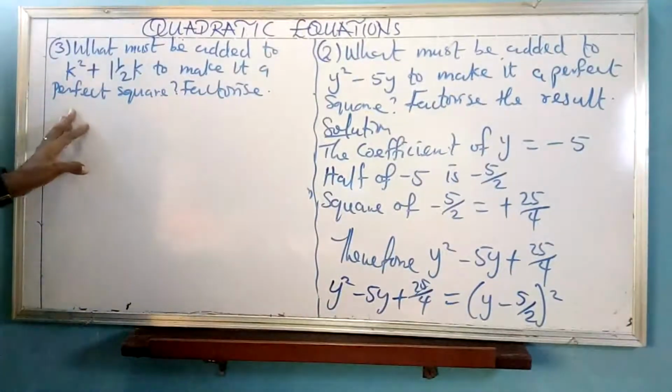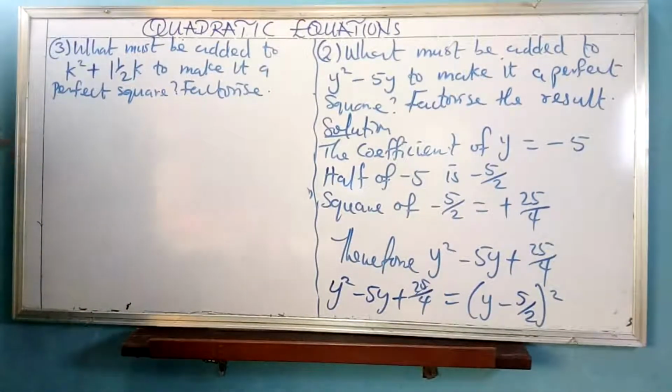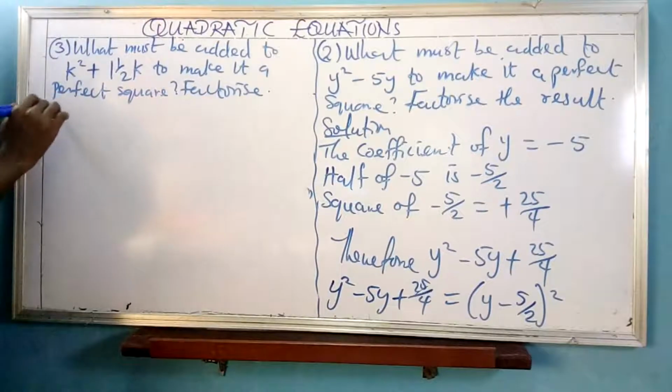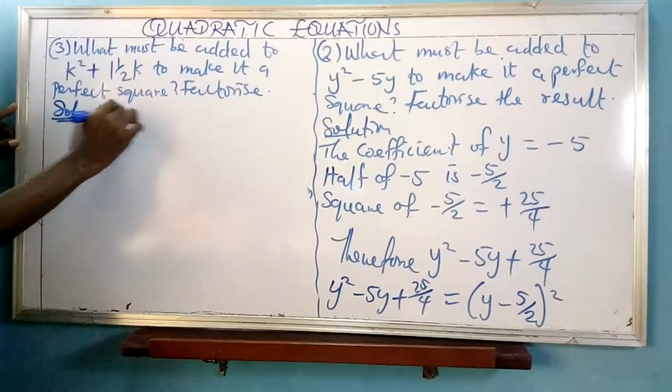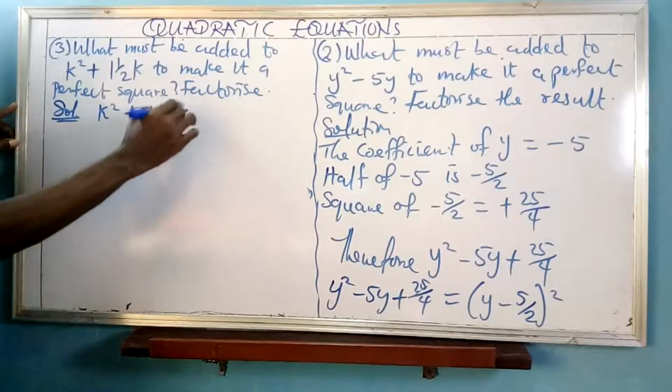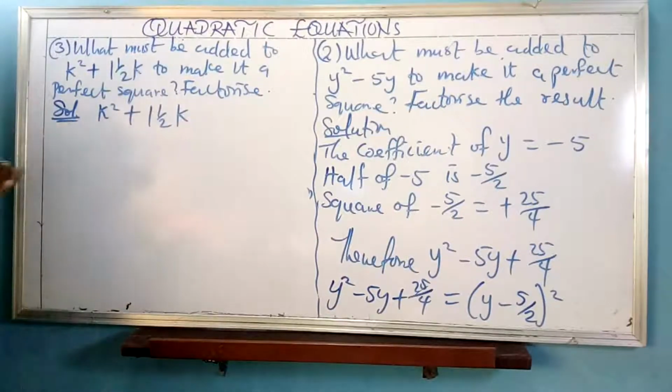Now let's look at example 3. This is the expression given to us now. Solution to that, we have k squared plus 1 over 2k. Isn't this the question given to us? What are we going to add to it to make it a perfect square?